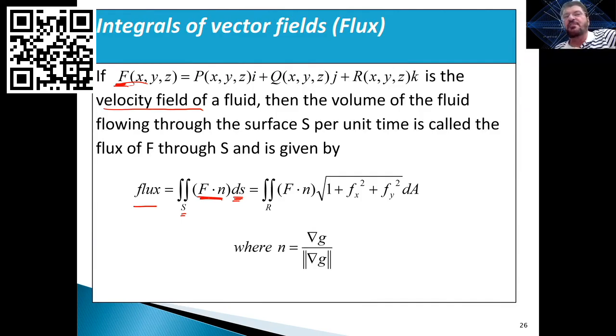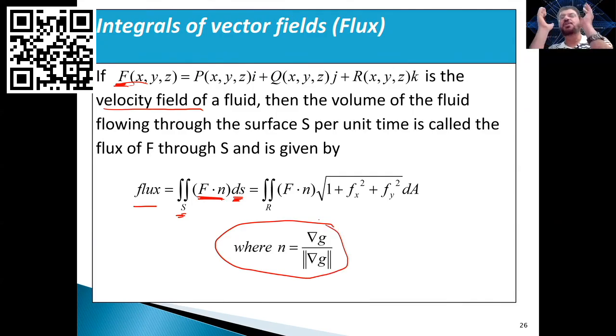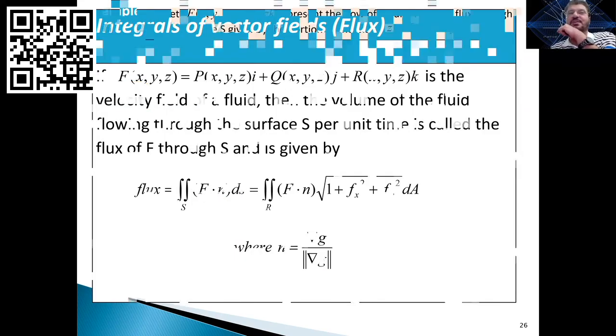Now, if I integrate over the surface F dot N, what's F dot N? It's the force that is pushing the water out if N is oriented outwards. If N is oriented inward, this will give me the flux of water that is coming in. Clear? If N is going outward, this will give me the volume of the water that is going outside the surface, and it's called the outward flux. If N is inward, it's the inward flux. This is the formula for finding the flux, guys. I will conclude the section with these two examples.